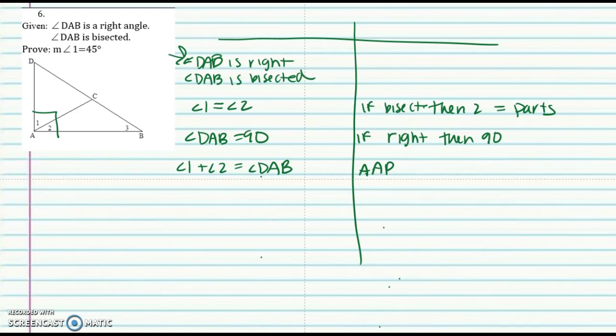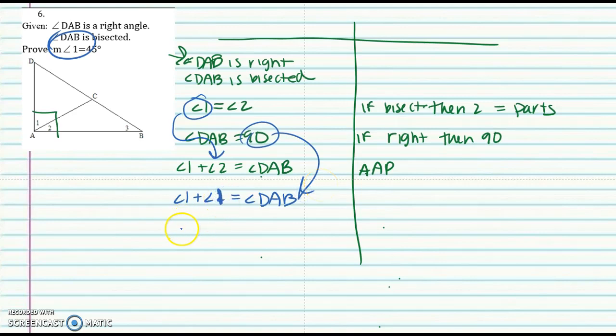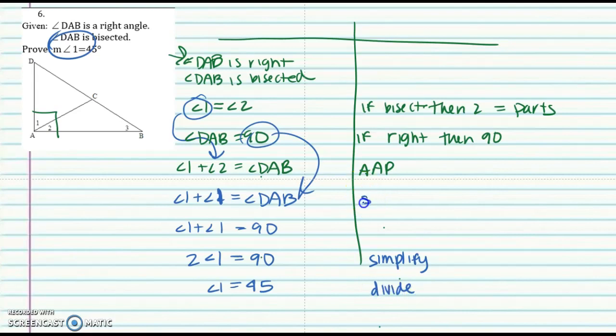So now it's just kind of a lot of substituting. I want to prove angle 1 is 45. Let's go here and say angle 1 plus angle 2 equals angle DAB. And then substitute again. Plug the 90 in. Or sorry, angle 1. So I can say angle 1 plus angle 1 equals 90. Then I can kind of combine those together and say 2 times angle 1 equals 90. That step would just be simplifying. And then you can divide both sides by 2. So angle 1 equals 45 degrees. Both of these are a substitution.